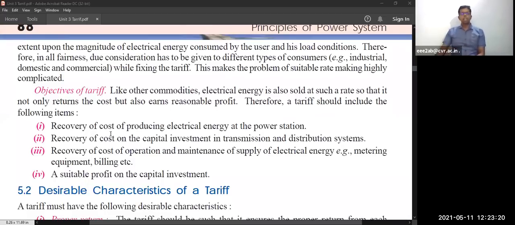Next is recovery of the cost of producing electrical energy at the power station.